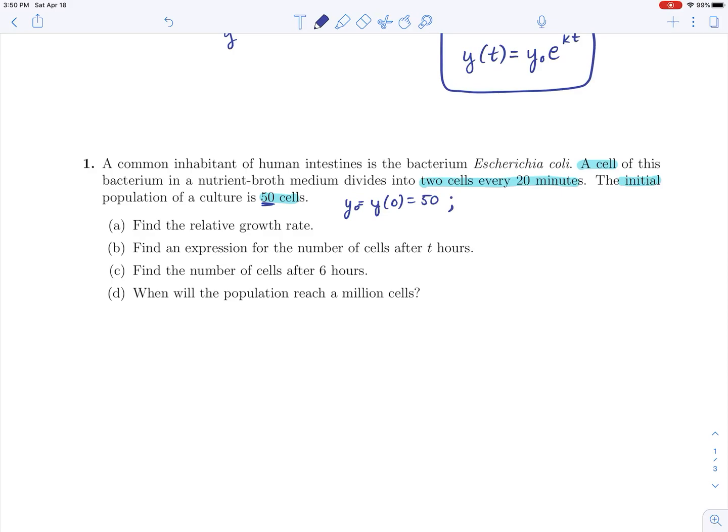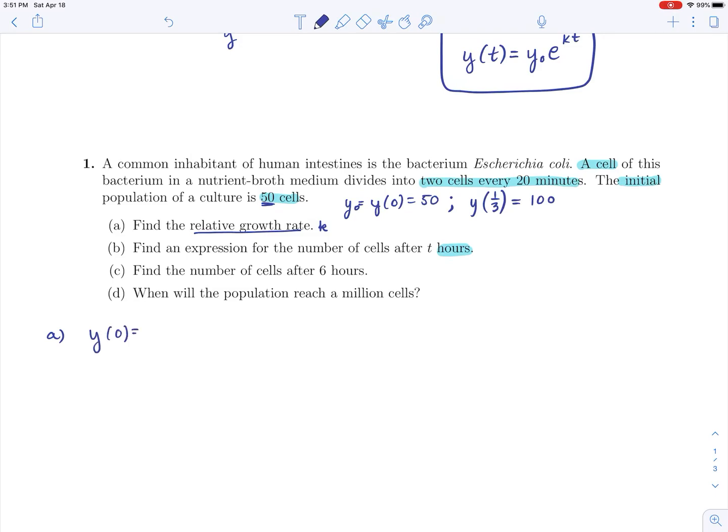And then 2 cells every 20 minutes. Now, I need to foreshadow here. I'm going to be asked to do this in hours. 20 minutes is a third of an hour, so y of 1/3 will have doubled. Each cell becomes 2 cells, so this will be 100. And for part A, we want to find the relative growth rate, and the relative growth rate is k. So I'm going to use this information to get the relative growth rate.